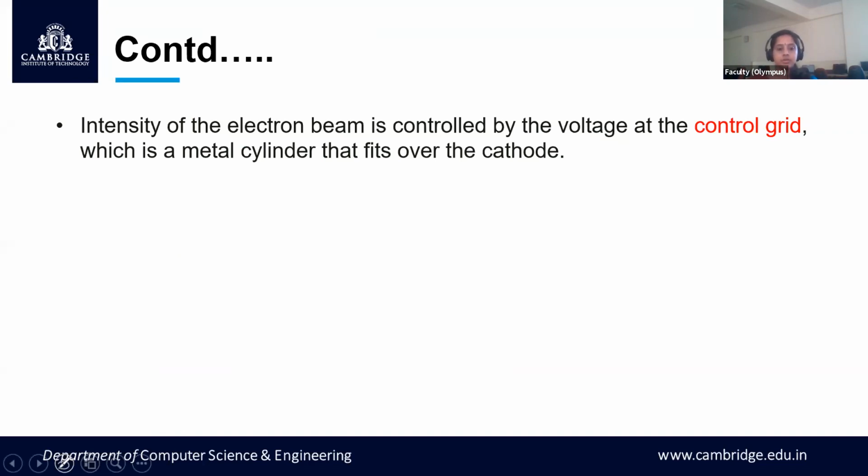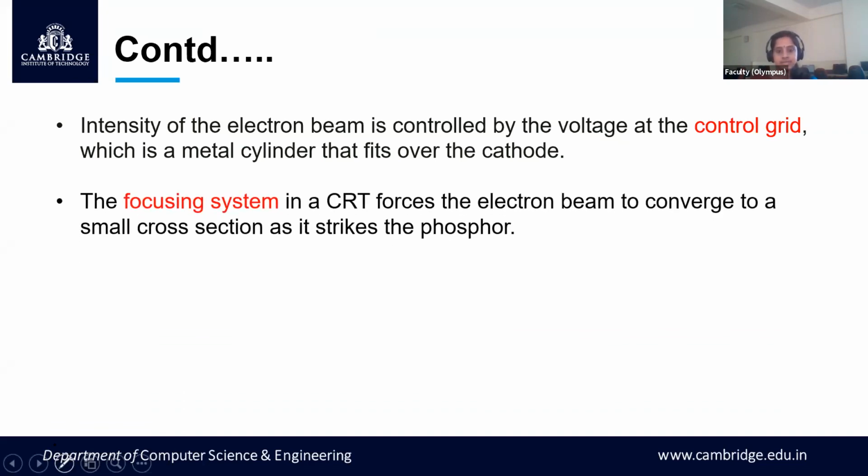So that's about the control grid. The focusing system we have already done. In a CRT, it forces the electron beam to converge to a smaller cross section as it strikes the phosphor. That is a focusing system. It gives a small space: please don't go anywhere else, please pass through only in this small space. That is a focusing system.